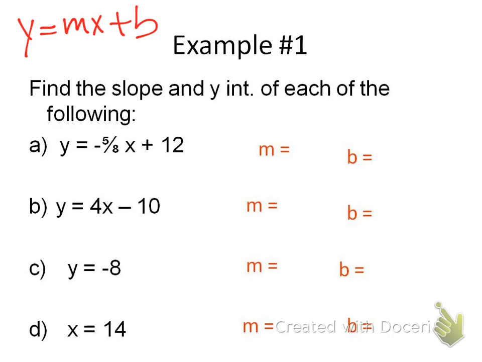So what's in the m spot for the first one? -5/8. What's in the b spot? 12. Good. So -5/8 is our slope. Positive 12 is our y-intercept. What about part B? It's our slope. 4. What's the y-intercept? -10. Great.